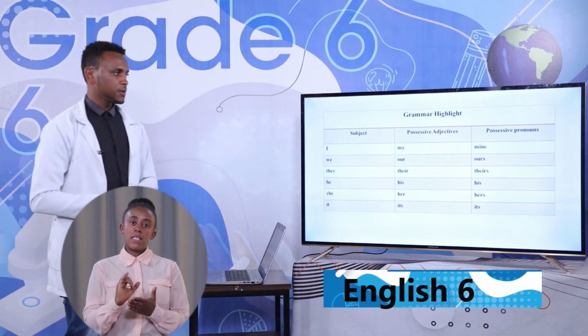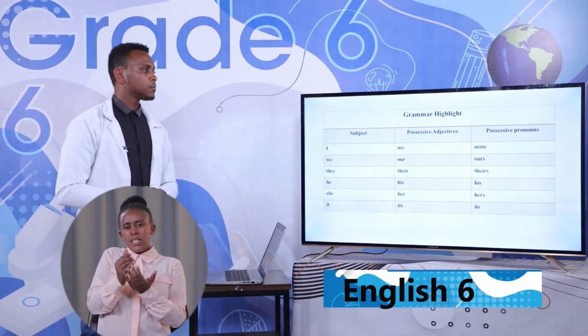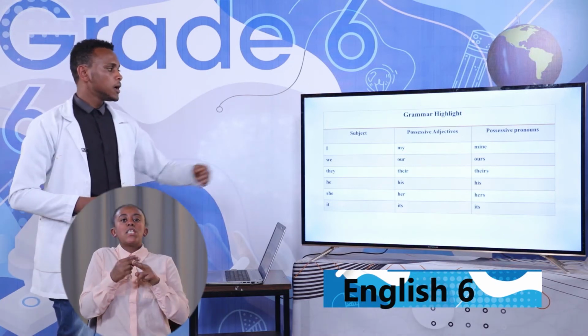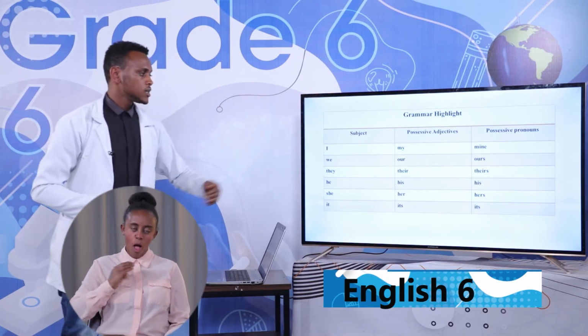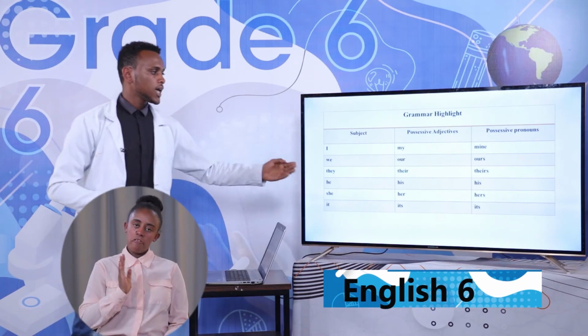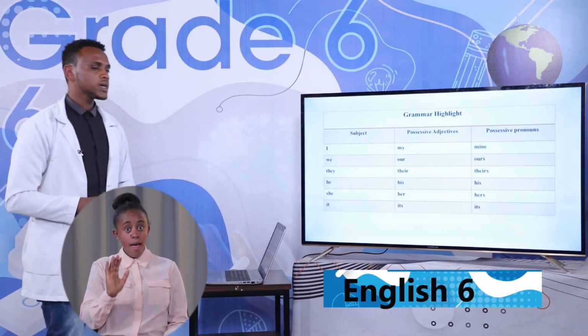As I said before, possessive pronouns are derived from possessive adjectives. So, my becomes mine, our becomes ours, their becomes theirs, his becomes his, her becomes hers, its becomes its.